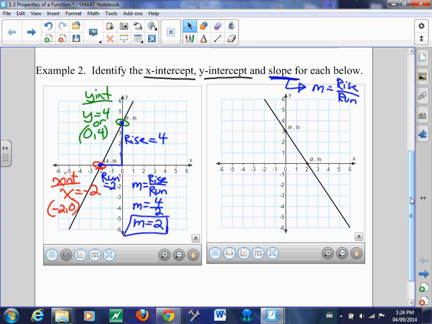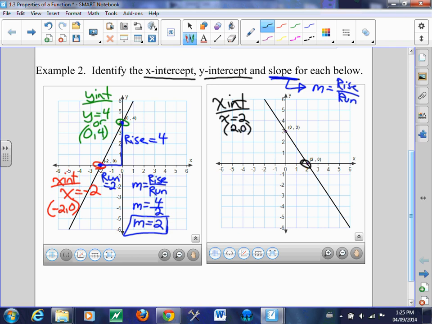All right, next one. Taking a look here, we'll get a little bit faster here. X-intercept is on the x-axis, so that is x equals 2, or you could give me 2, 0. Okay. Y-intercept is on the y, so that's going to be for the y-intercept. You're going to say y equals 3, or you can give me the ordered pair 0, 3.